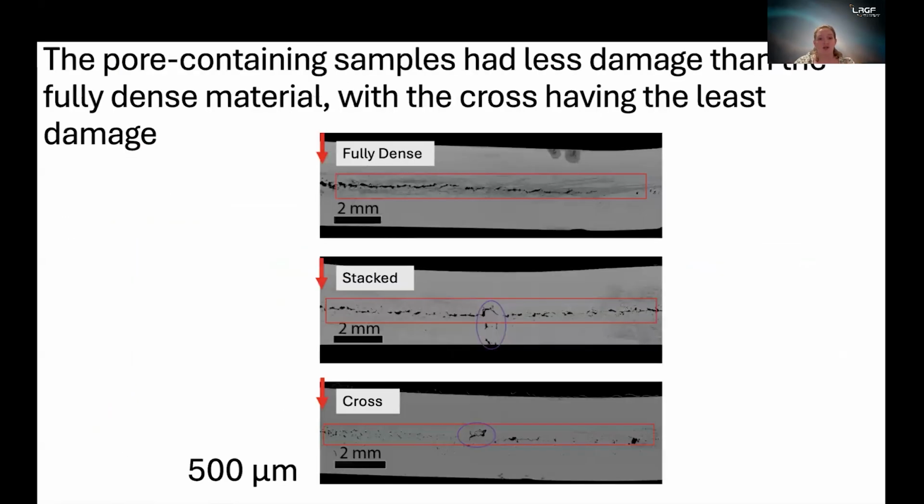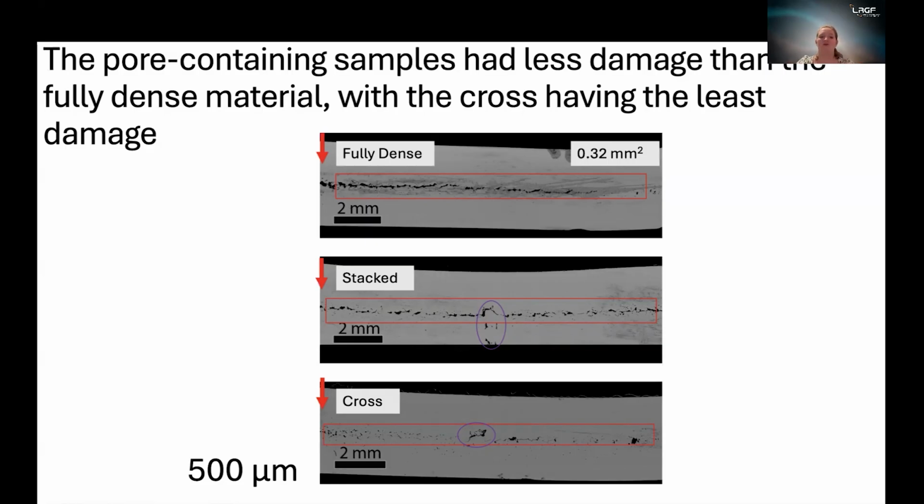But what is very interesting is that there is a very big difference, again, when we look at the cross-section. So the top image is our fully dense sample. It has about 0.32 millimeters squared damage. It's spread very evenly across the sample, exactly what we would expect to see for a fully dense sample. But now we'll move into the stacked and the cross configurations. And again, these pores are not fully collapsed for the 500 micron sample.